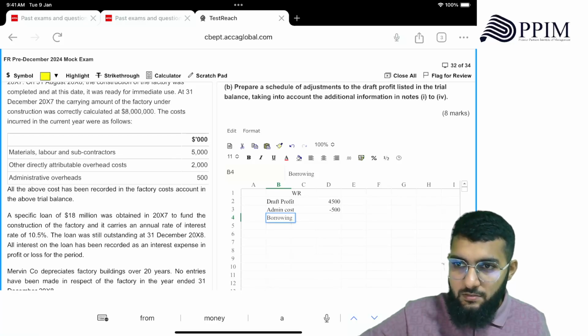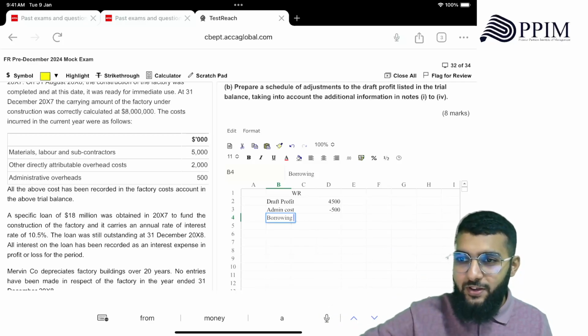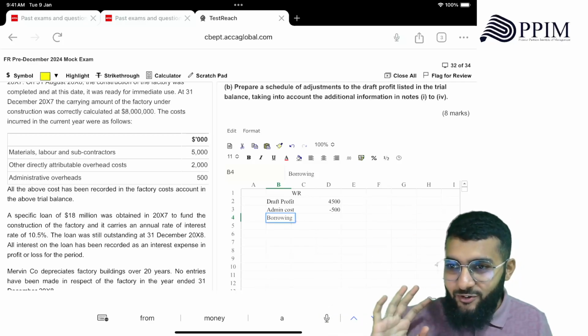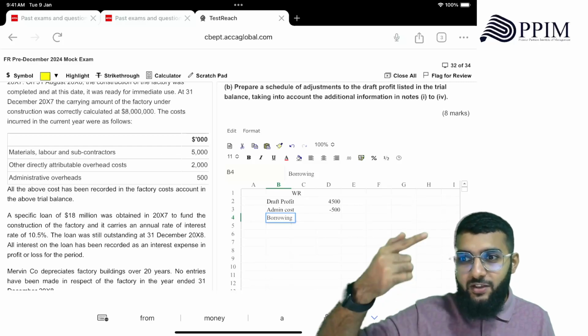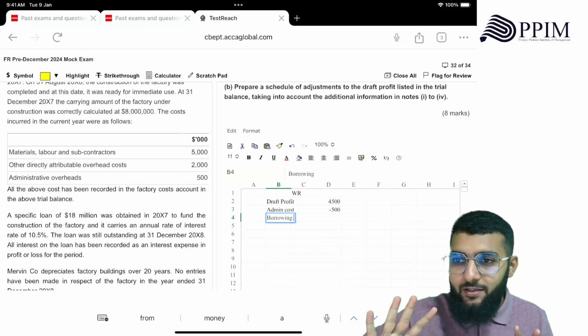5,000 capitalized. They have said that they have included it in the factory cost. Have you recorded the factory cost yet? No. We are looking at draft profit, which is a separate item. We are choosing draft profit. Factory cost is not selected, so we are not going to do any adjustment there. We'll be doing the adjustment, but that's not recorded in draft profit. That's shown separately. Understand that.